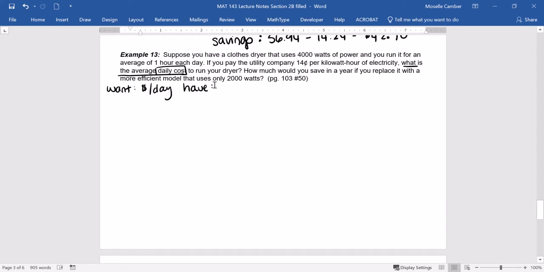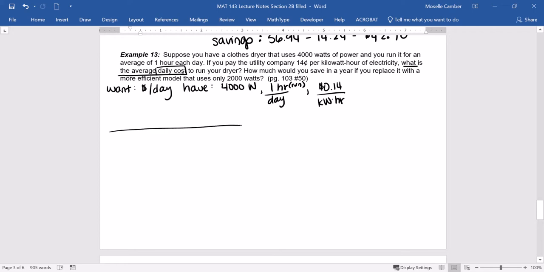What we have, it uses 4,000 watts of power. So in other words, that's 4,000 joules per second. You run it for an average of 1 hour each day. Remember, this is the run hours per 1 day. You pay the company 14 cents per kilowatt hour. And that is it for that question.